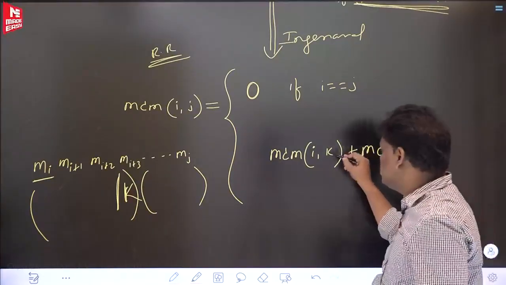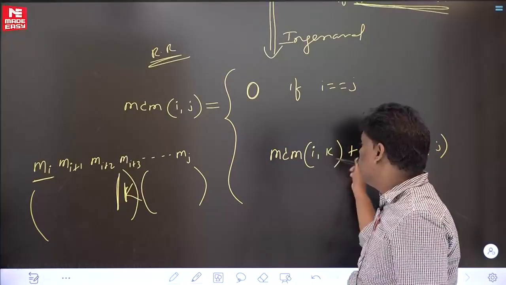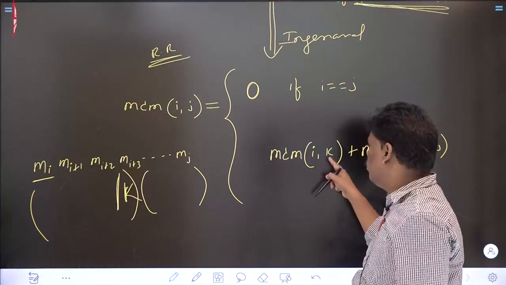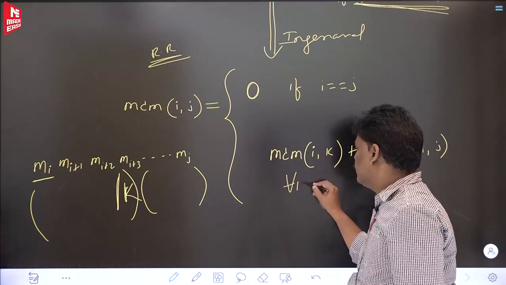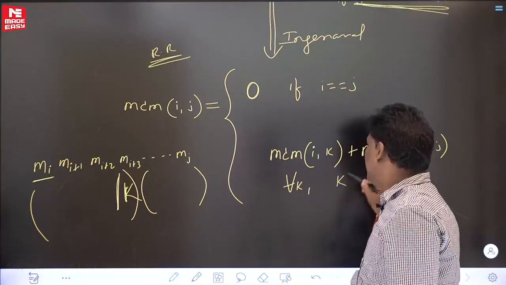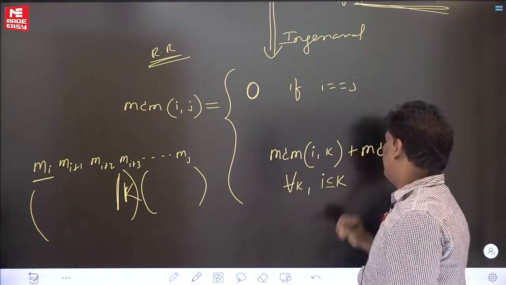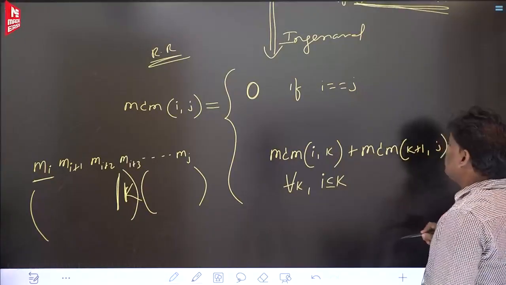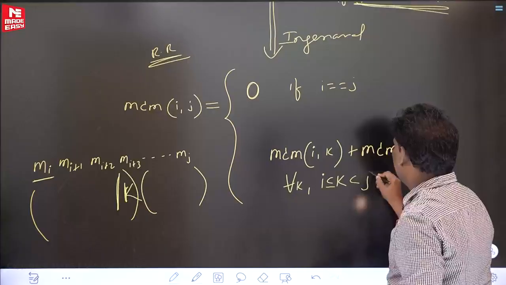But what is the K? See, what is the K? Everyone knows. All possibilities you have to cover. And one more, no group is empty also. And one more, order also you cannot change. So this is the answer for all K. For all K, where K range from? What is the K minimum? Minimum is I. Maximum is what? Not J, right? Less than J.